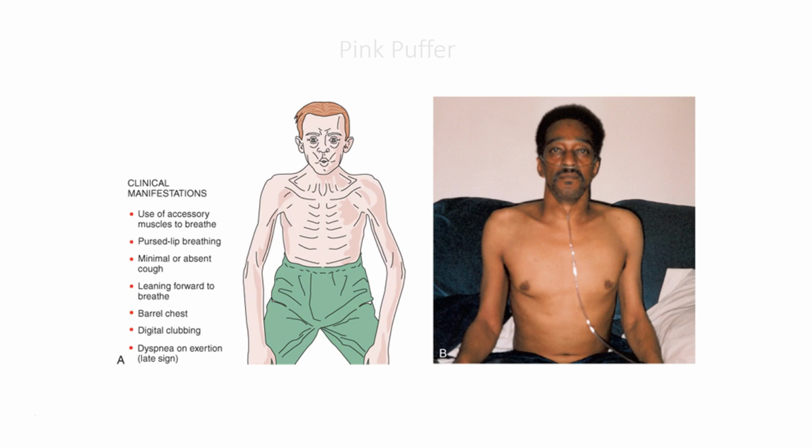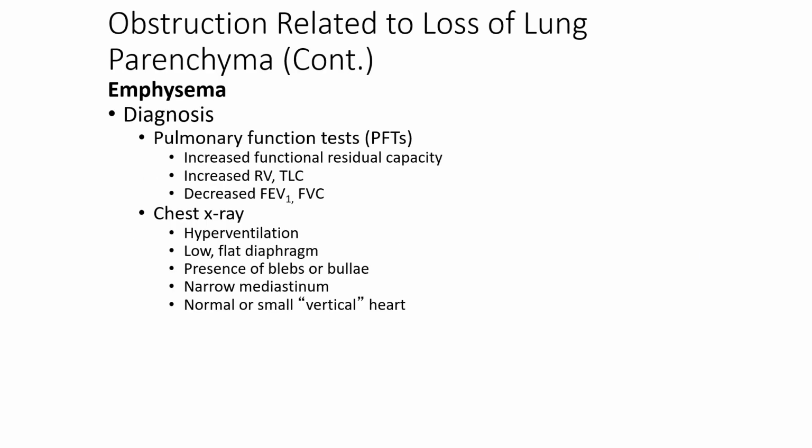But if I told you presents with cyanosis, well, that's blue bloater, that's chronic bronchitis. Versus if I told you that the walls of the alveoli are destroyed, that's emphysema. So you've got to be able to make sure that you can match the characteristics with the disorder, and then make sure you know the features that are common to both, like they're both obviously obstructive respiratory disorders.